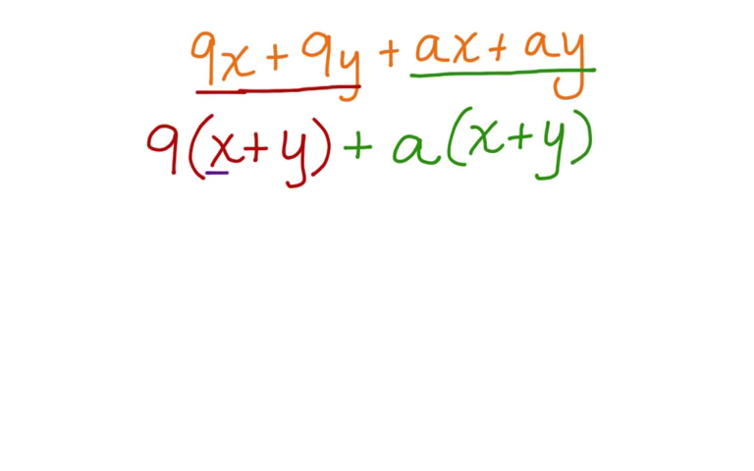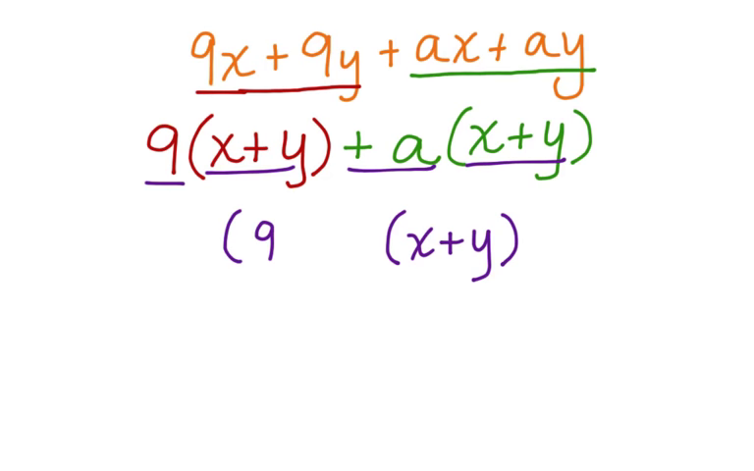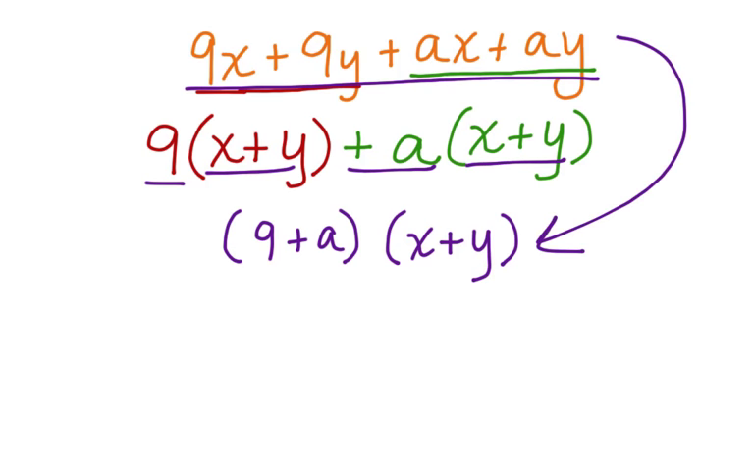Notice that x plus y is common in both, so we only need to write it one time. And we have 9 plus a as our other binomial. Now we have factored this expression into two binomials.